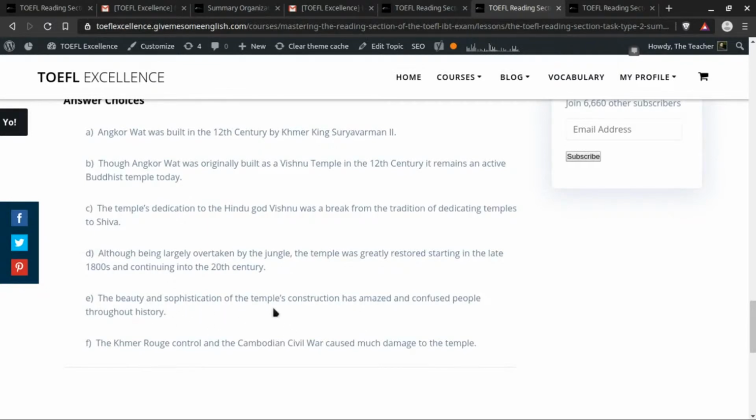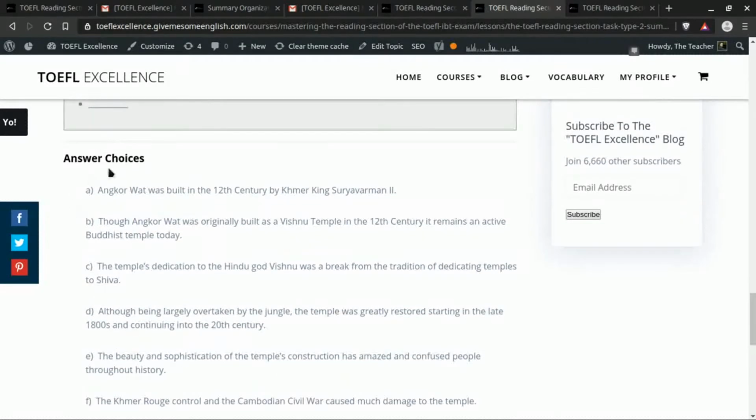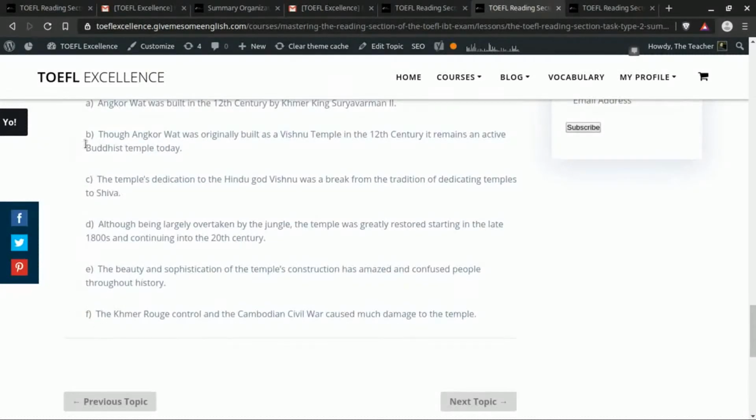The beauty and sophistication of the temple's construction has amazed and confused people throughout history. Once again, now this one is not detailed. It seems like it could be a summary answer, but it might not really be important to the entire summary of the entire reading passage. The Khmer Rouge control of the Cambodian Civil War caused much damage to the temple. That's a little bit too detailed. So we can probably eliminate that one. We could probably eliminate A. We still have 4 left.